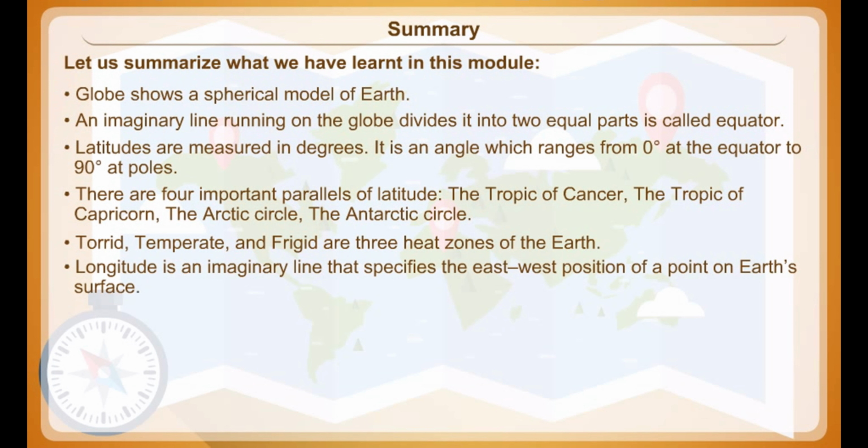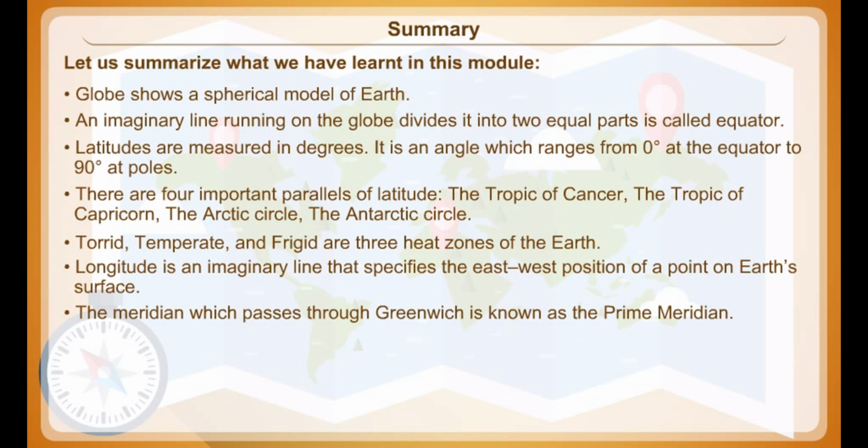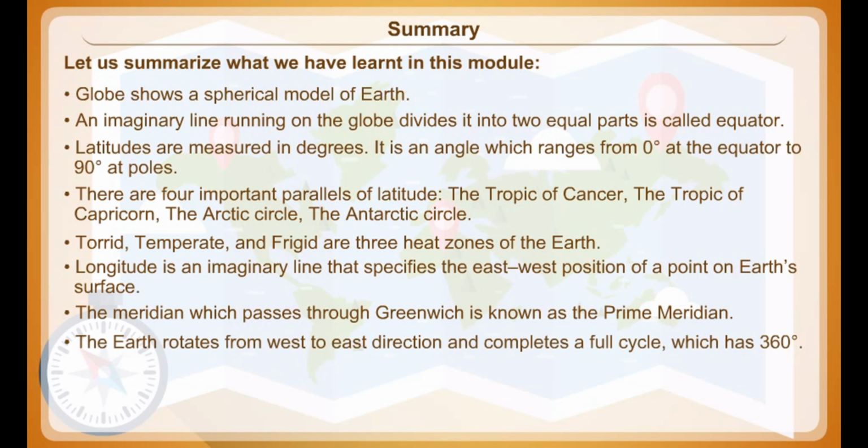Longitude is an imaginary line that specifies the east-west position of a point on Earth's surface. The meridian which passes through Greenwich is known as the prime meridian. The Earth rotates from west to east direction and completes a full cycle which has 360 degrees.